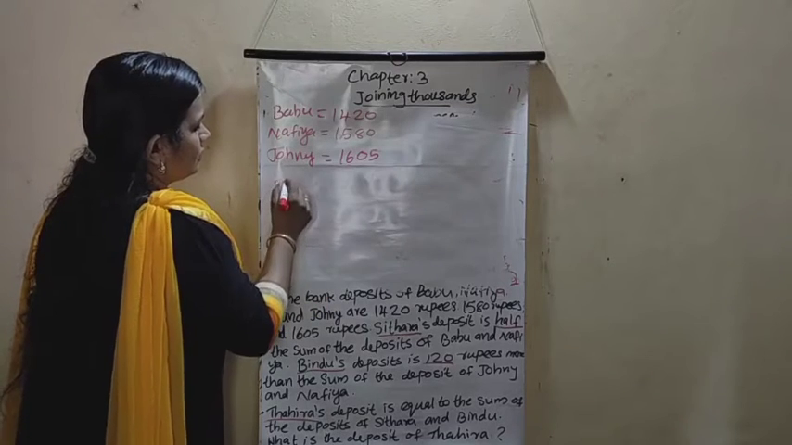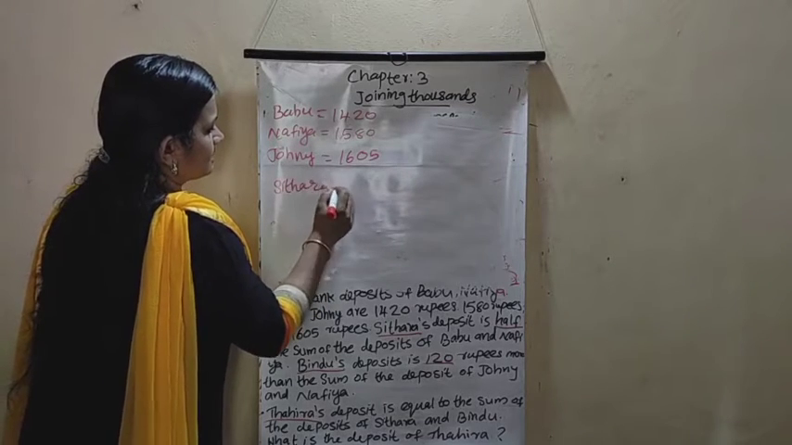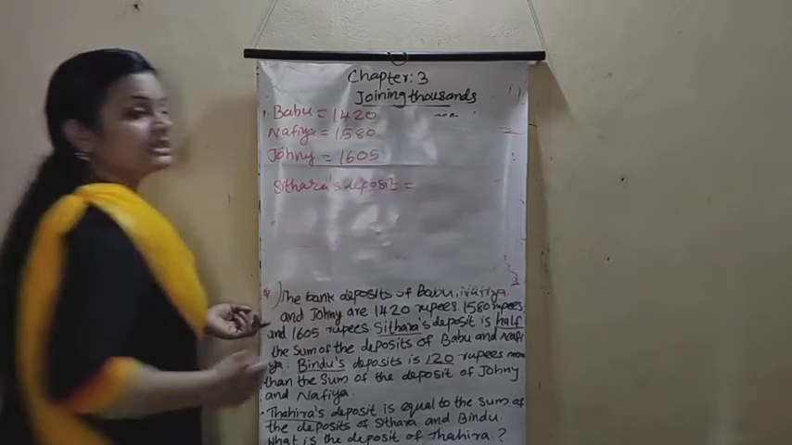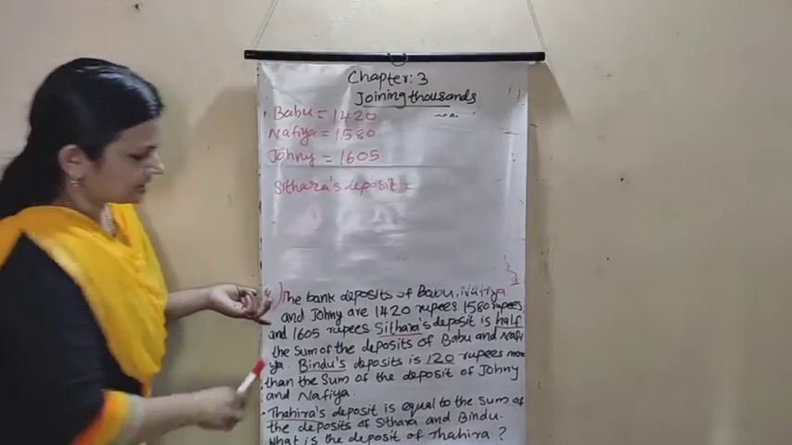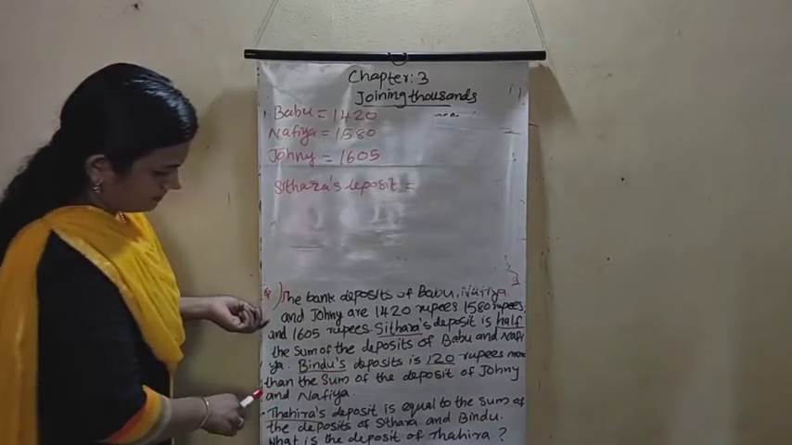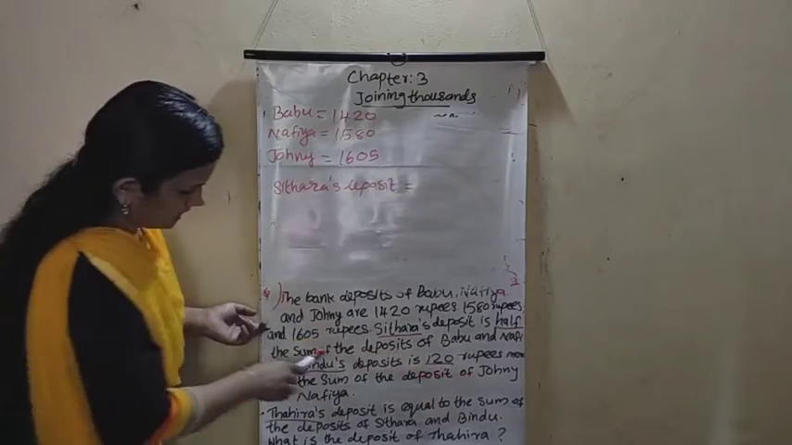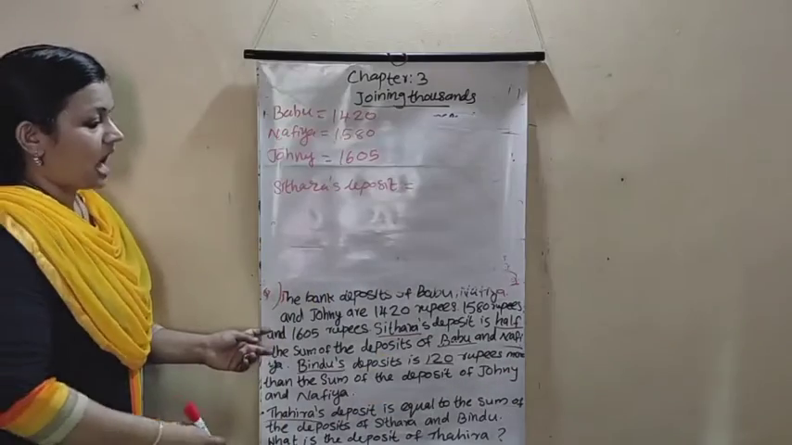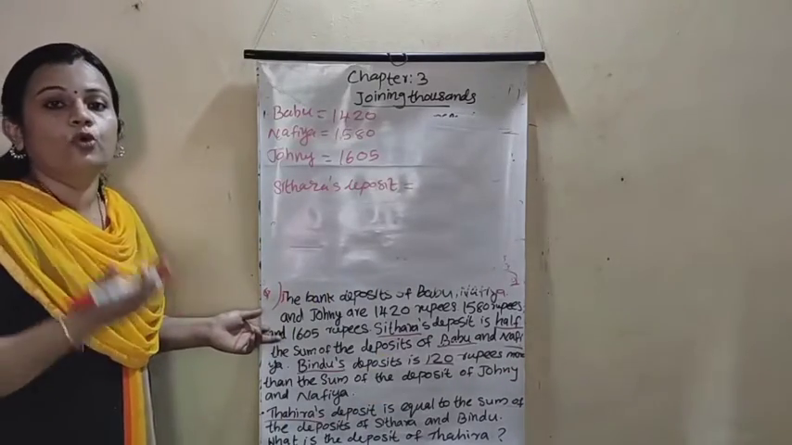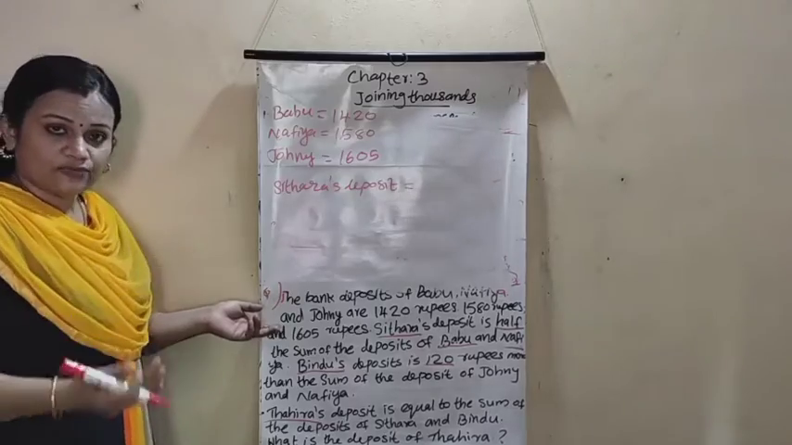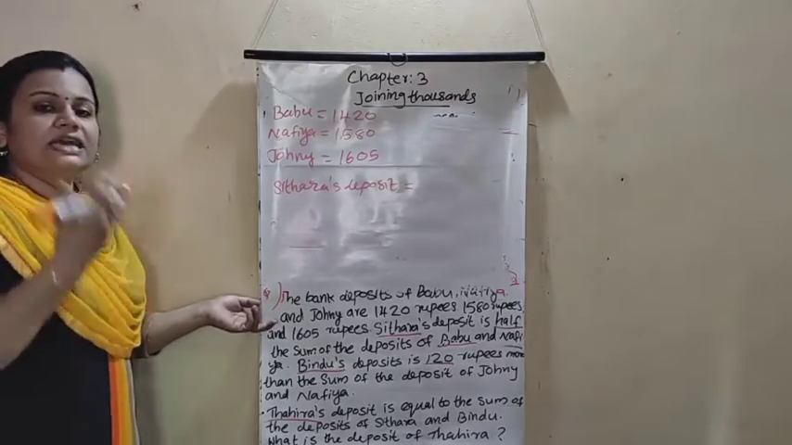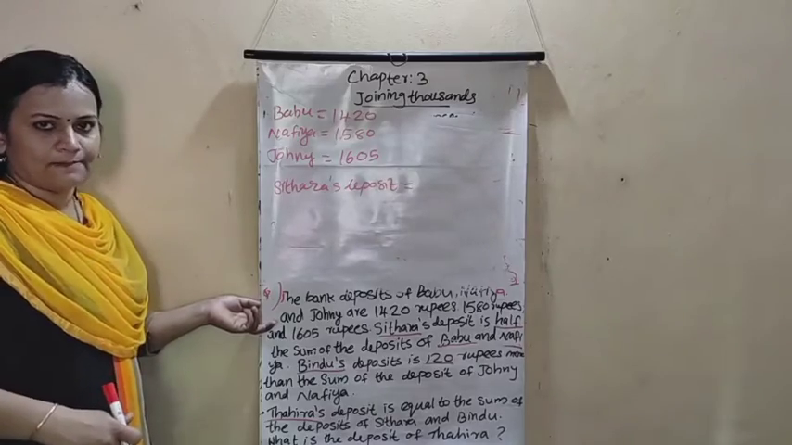1,605. We need to find out Sitara's deposit. How to find out Sitara's deposit? Half of the sum of Babu and Nafia. First you find out the amount deposited by Babu and Nafia, then you find out half of that sum.